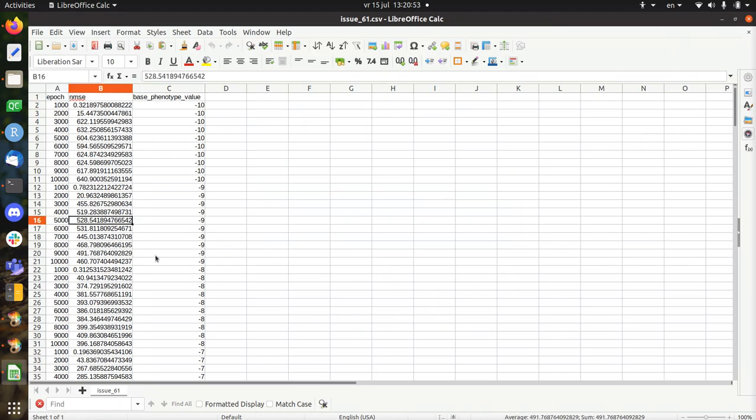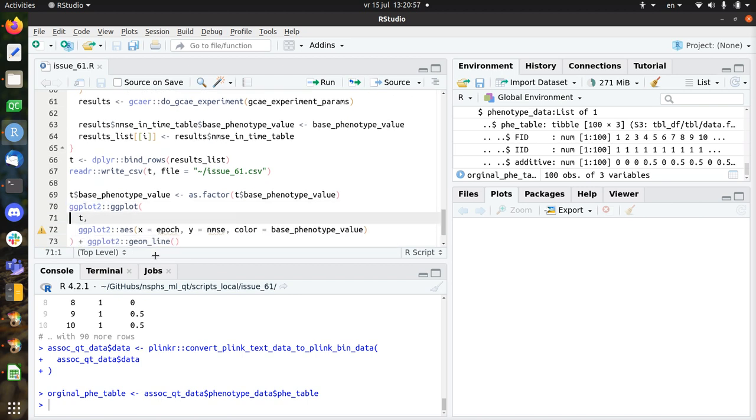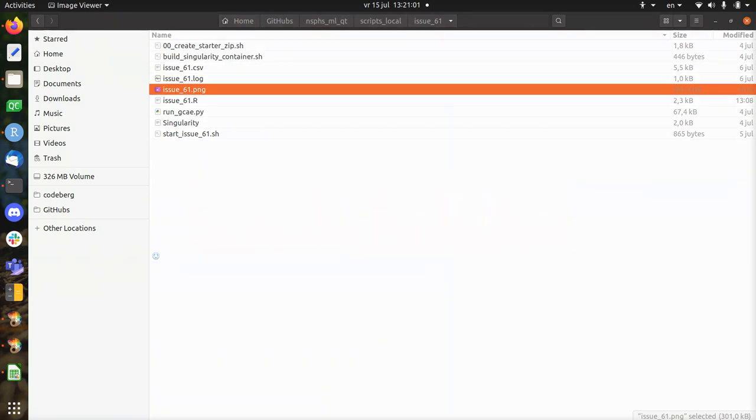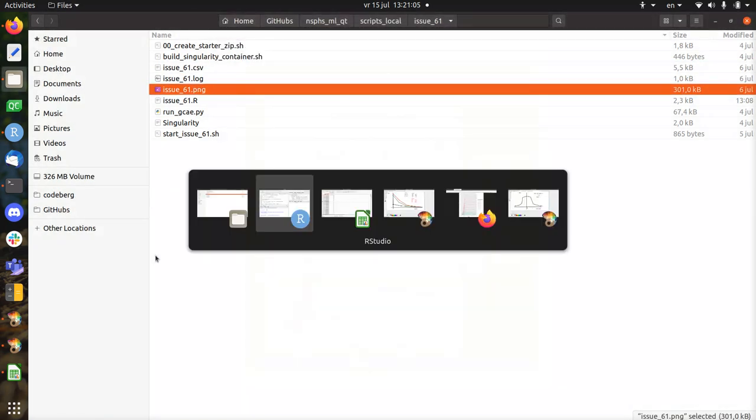This is all nice and dandy, but you can also take a look at the plot. Here I create the plot. That's very simple. I save it. It's also here. And this is how you reproduce my result.